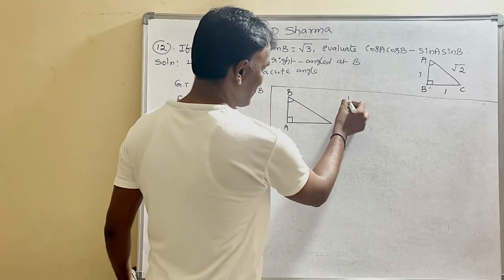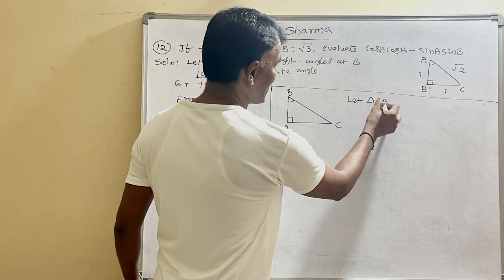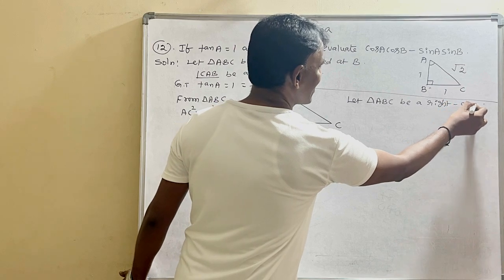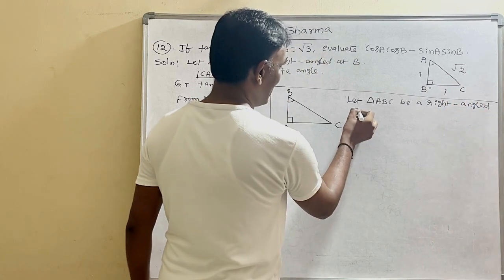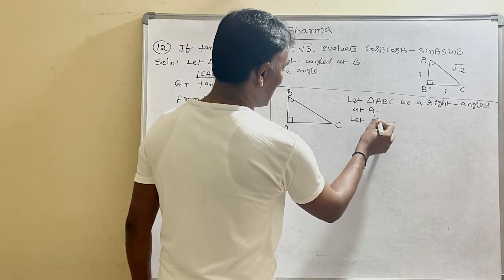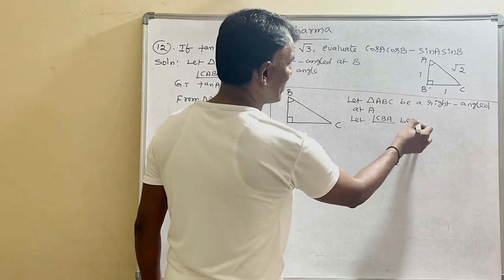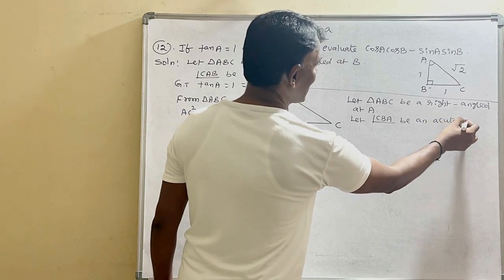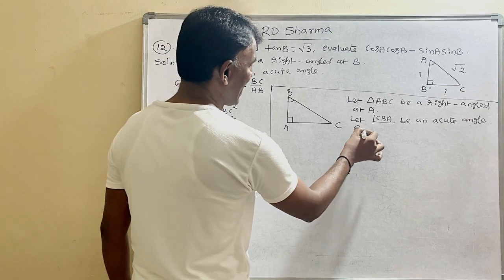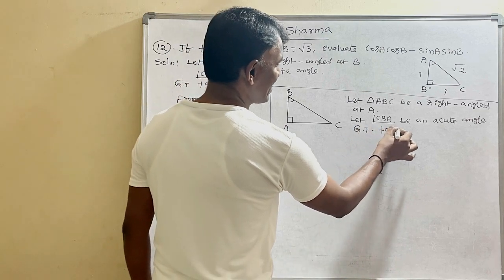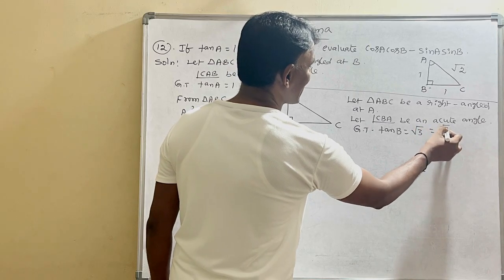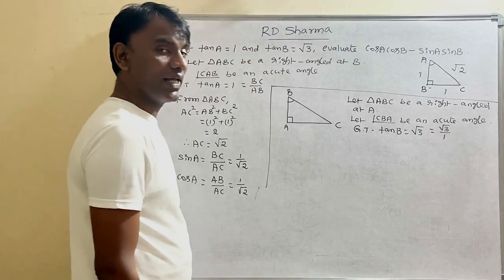So this is the first step. Let triangle ABC be a right angle at A. Next, second step. Let angle CBA be an acute angle. Now, given value, what is that? Tan B is given, that tan B equal to square root of 3. So that square root of 3 can be written as square root of 3 by 1 also.